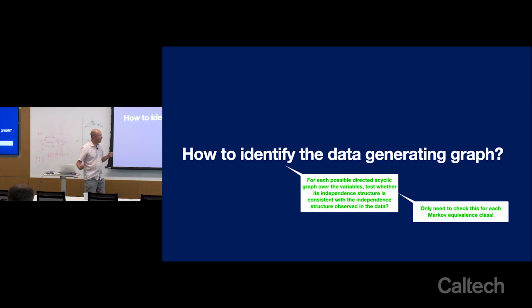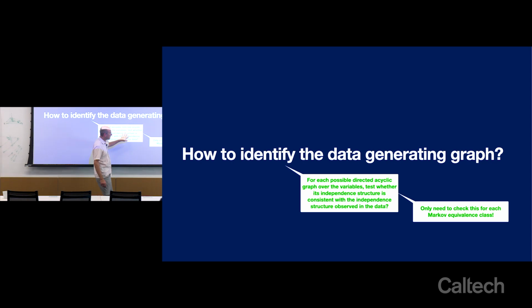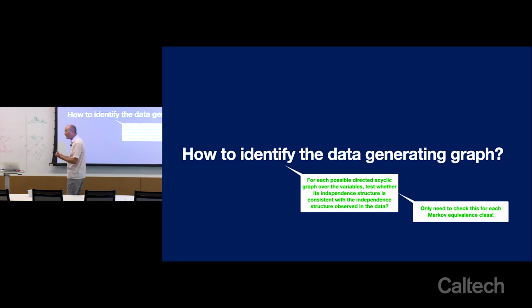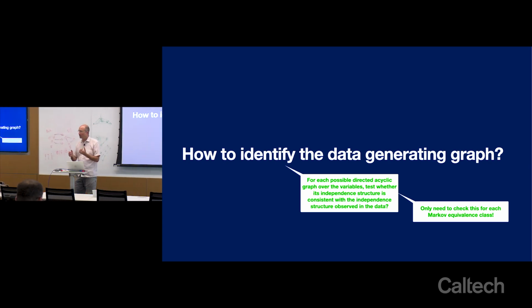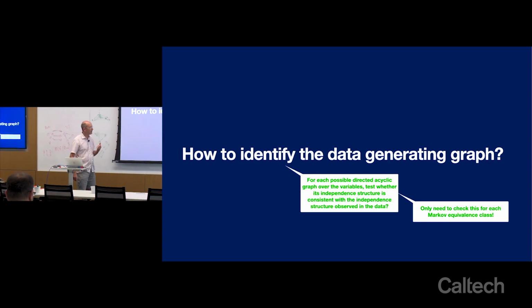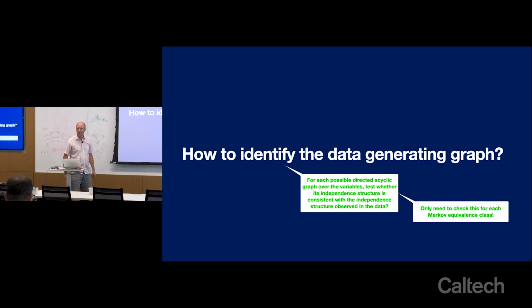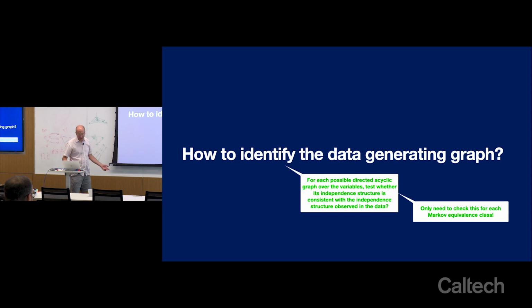Now, you might say, OK, but we don't actually need to iterate over every graph. What we need to do is we only need to check this for each Markov equivalence class, right? Because if we have two graphs that we know to be identical in terms of their independence and dependence structure, then we don't need to check them separately. We can just check one of them. Yeah? OK, that sounds better.